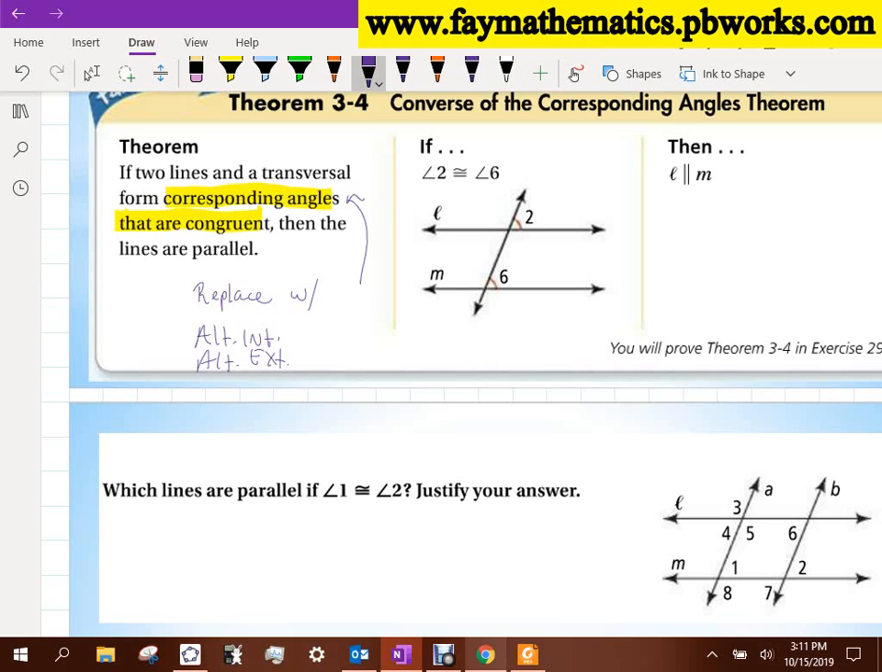So if two lines and a transversal form alternate interior angles that are congruent, then the lines are parallel. If two lines and a transversal form alternate exterior angles that are congruent, then the lines are parallel. I think writing that one phrase and then saying what things I can replace is much more efficient than rewriting three or four separate statements.